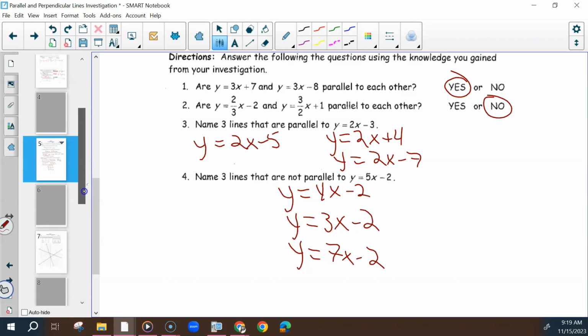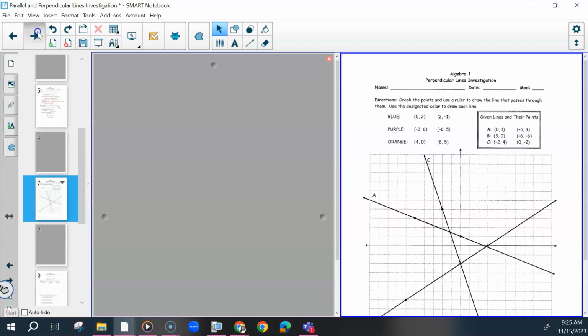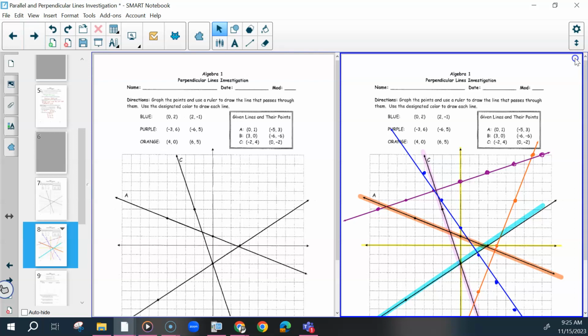Now we're going to do the same process for a different investigation. So now you need your other 3 colors. Graph those points, count your slope, continue the line, and make those lines. Great. Your line should look something like this.